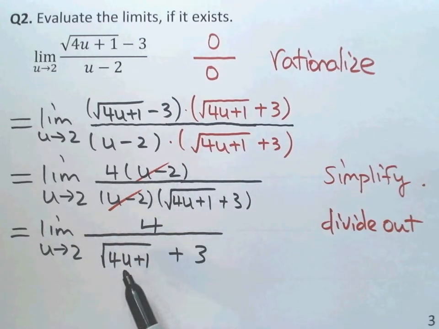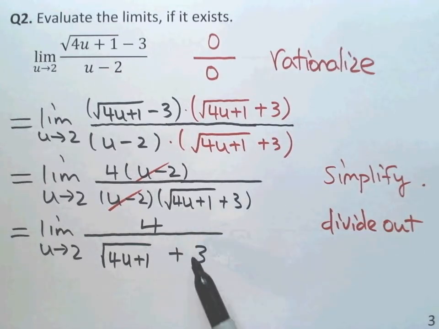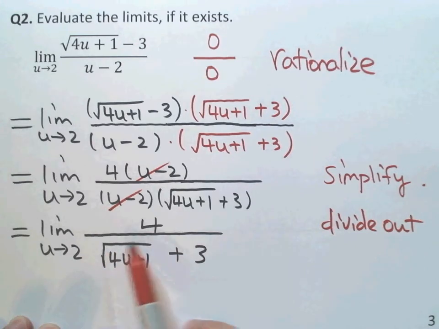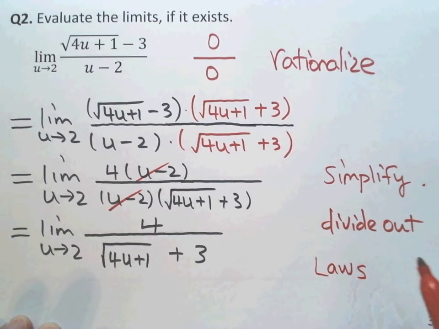Why? If we directly substitute, you can see u is 2, 4u plus 1 is 9, and the square root of 9 is 3. What do we get? 3 plus 3 is 6, which is not 0. So we don't have any trouble. The last one is directly substituted. Or someone says use the quotient rule and then the root rule, right? Or directly substitute, simply say we use limit laws.